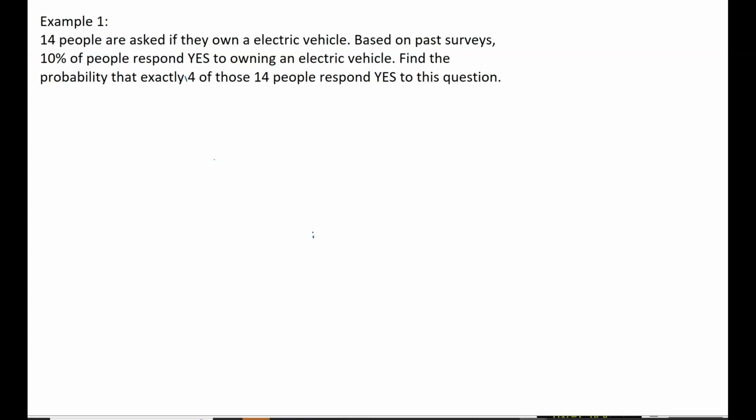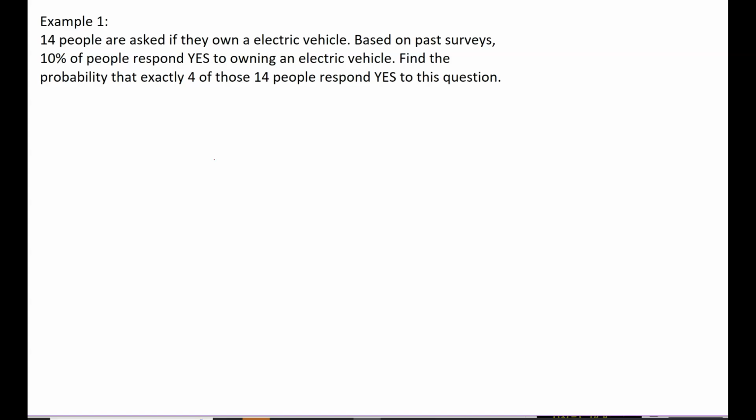So in this example, we've got 14 people asked if they own an electric vehicle. So that's a question that you would answer yes or no to. Based on past surveys, 10% of people respond yes to owning an electric vehicle. Find the probability that exactly 4 of those 14 people respond yes to this question.